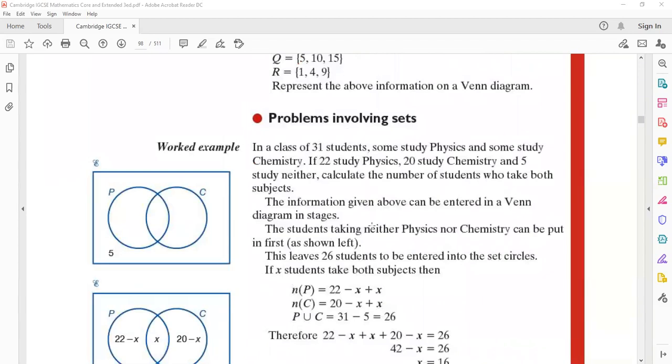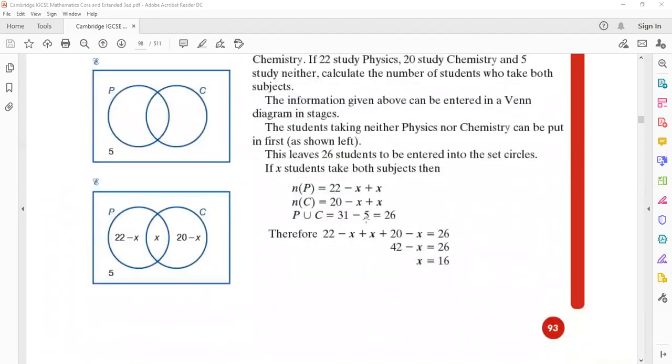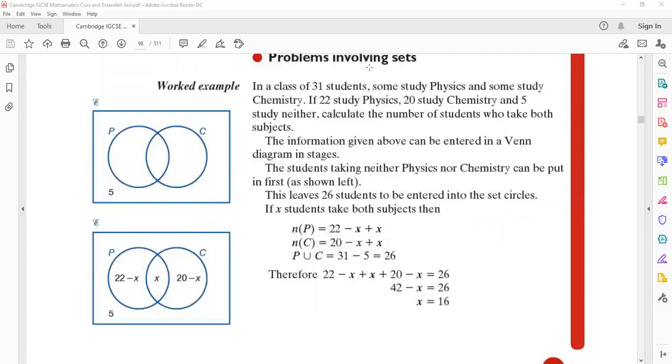Okay. Now we are going to get into the problem solving set. Problem solving set means here you have to consider the number of elements as well as the algebraic equation. Suppose I take an example of this one itself. The number is given as 22 minus x. Common between them is x and 20 minus x. Sometimes it will be given, so it totally depends and varies from problem to problem. For this case, this is given.